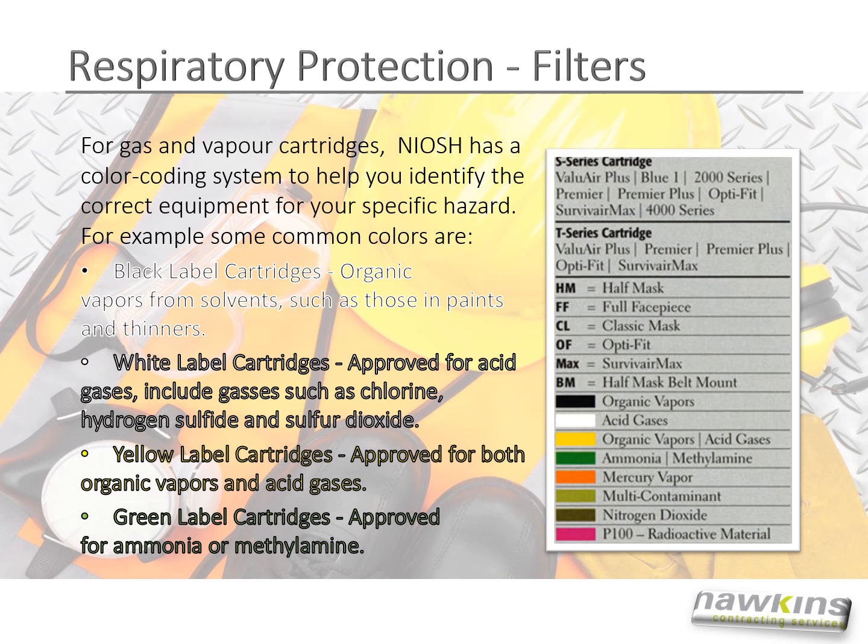For gas and vapor cartridges, NIOSH has a color coding system to help you identify the correct equipment for your specific hazard. For example, some common colors: organic vapors from solvents, such as those in paints and thinners, require cartridges with a black label. Cartridges approved for acid gases, such as chlorine, hydrogen sulfide, and sulfur dioxide, have a white label. Yellow labeled cartridges are approved for both organic vapors and acid gases. And cartridges approved for ammonia or methylamine have a green label.